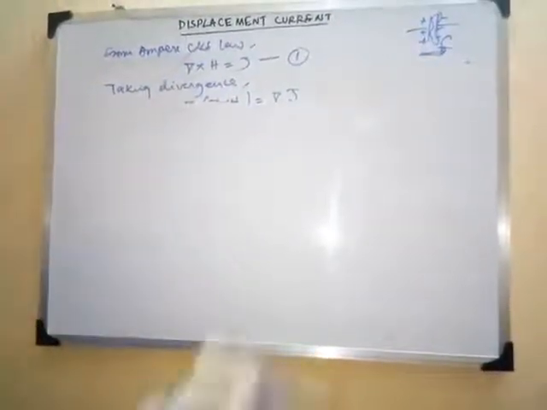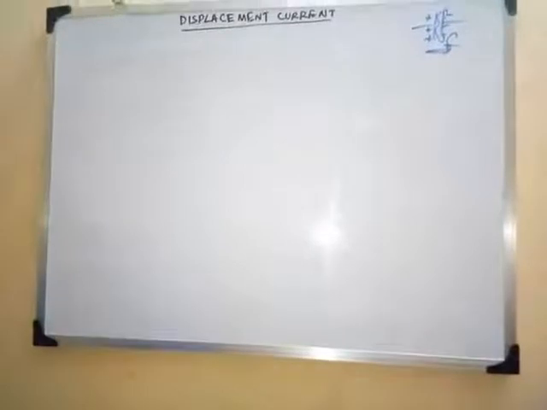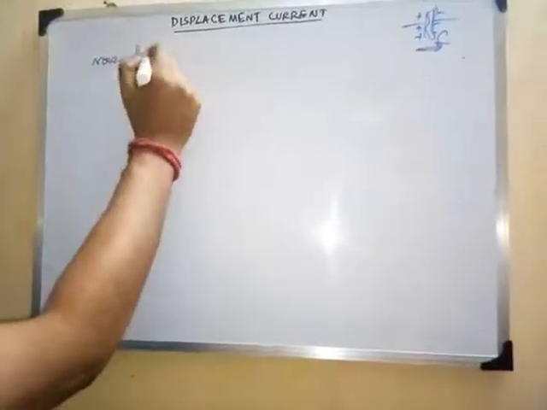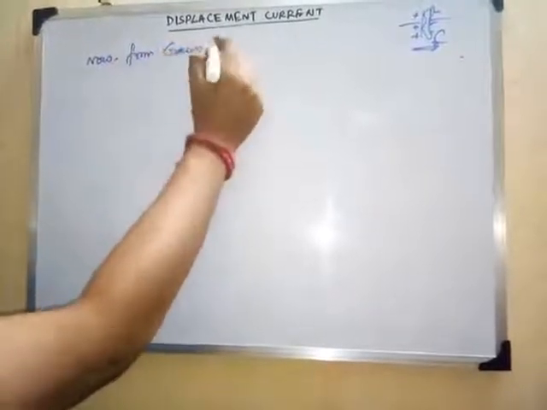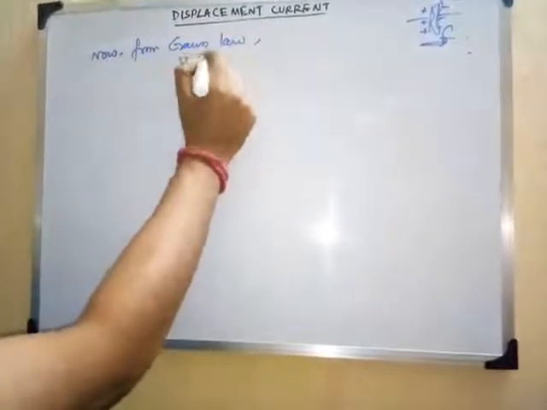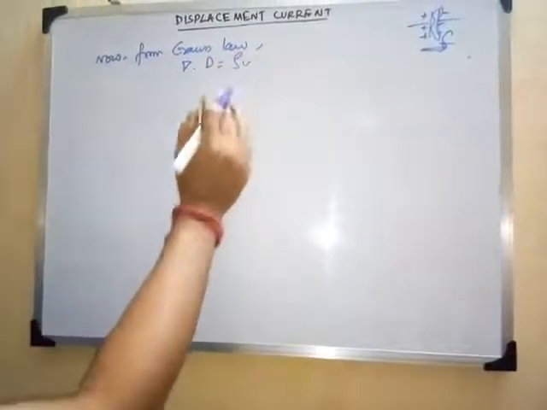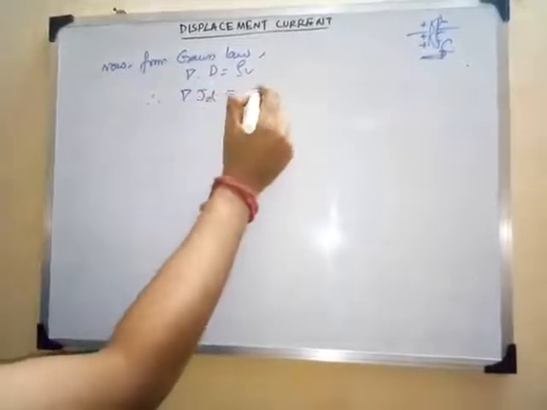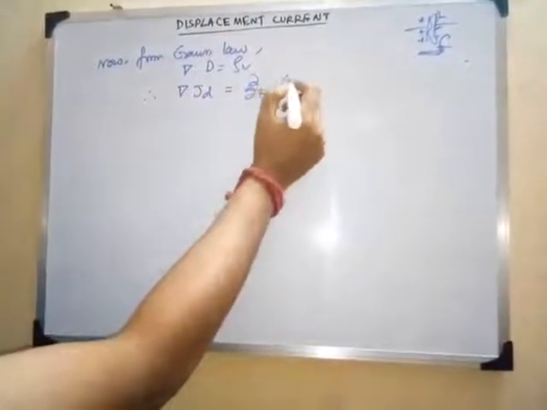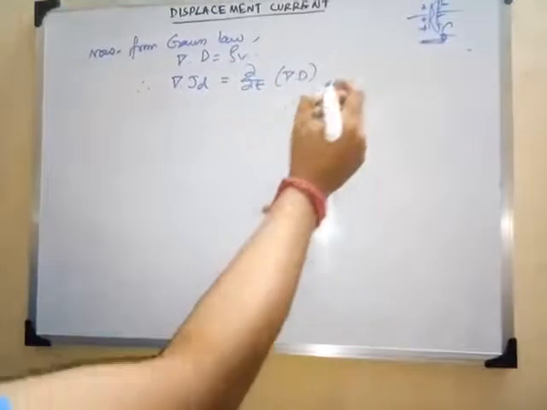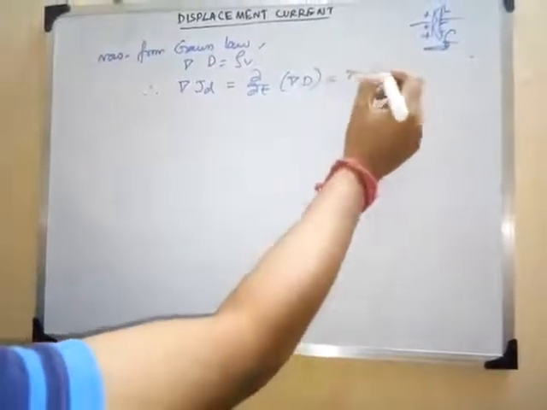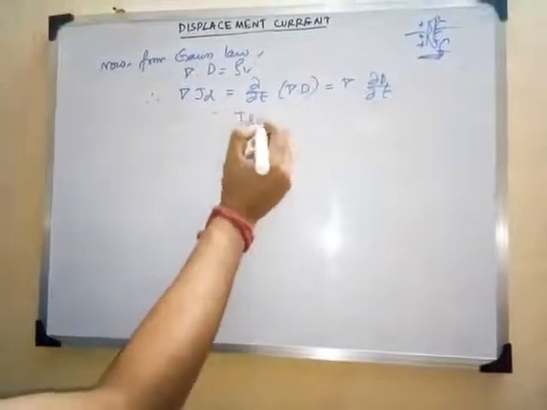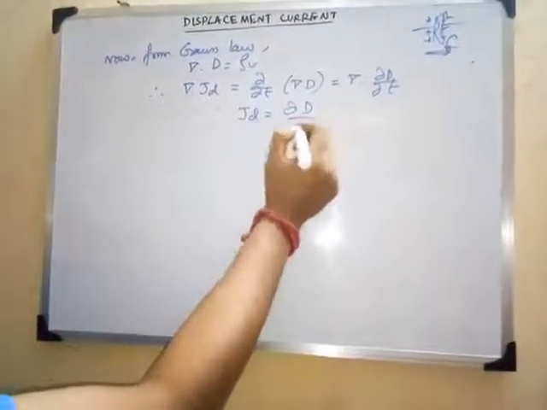Let us clear this part also. So again I'm repeating. Now from Gauss law, what we know, del dot D will be equal to rho v, right? So therefore we can write del dot JD will be equal to del by del t of del dot D, right? So this will be equal to del dot del D by del t, right? Therefore we can term JD equal to del D by del t.